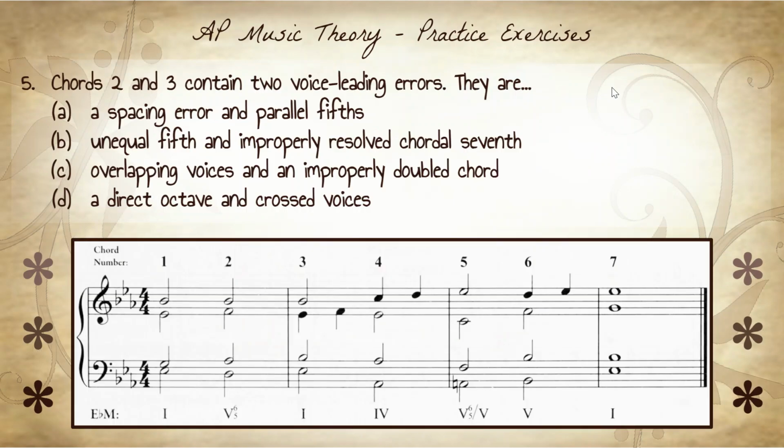Let's move on to question 5. Chords 2 and 3 contain two voice leading errors. They are A. A spacing error and parallel fifths, B. Unequal fifths and an improperly resolved chordal seventh, C. Overlapping voices and an improperly doubled chord, or D. A direct octave and crossed voices.